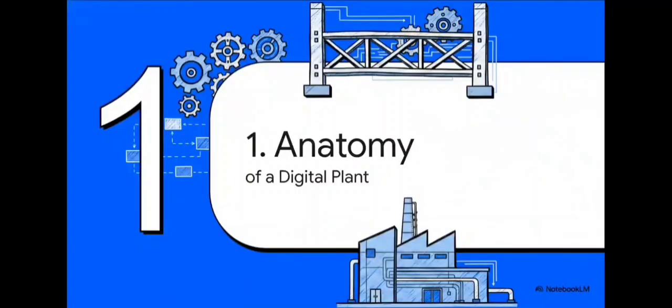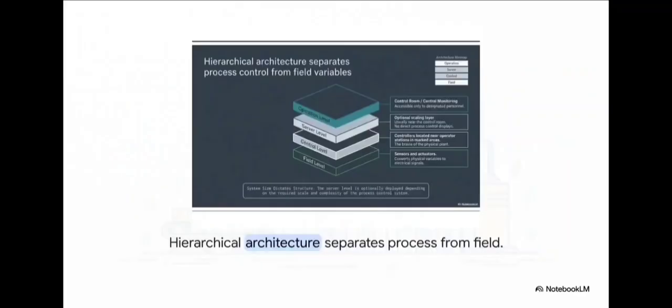Right, starting things off at the absolute macro level, to understand the basic skeleton of plant operations, the anatomy of a digital plant. If you break down the hierarchical architecture, it distinctly separates process control from the physical variables on the ground. Think of this as the four main tiers of our organism's anatomy. Way down at the bottom, you have the field level. These are your sensors and actuators. They're the physical senses actually touching and feeling the process.